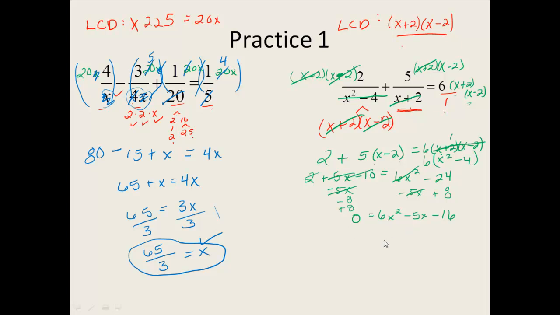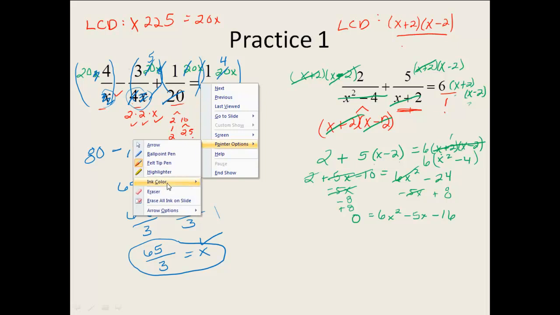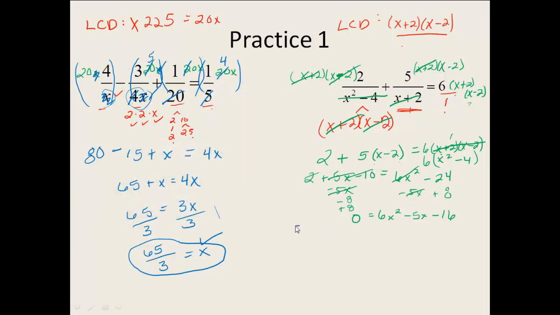And now I can try to factor it or use the quadratic formula. I'm just going to go ahead and use the quadratic formula right away because I know that's going to work no matter what. So I need to take the opposite of b, plus or minus the square root of b squared, minus 4 times a times c, all divided by 2a. When I multiply that out, I get 5 plus or minus the square root of 409 divided by 12.